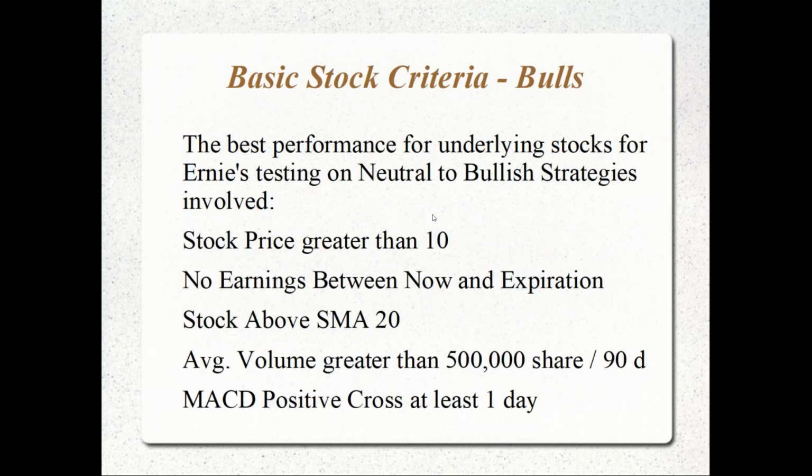Okay? So what was it found out? For the bullish stock criteria, the best performance for underlying stocks was he was looking for stock prices greater than 10, no earnings between now and expiration, a stock trading above the SMA 20, so above the 20-day moving average, an average volume greater than 500,000 shares per day, and that's over 90 days, and a MACD positive crossover by at least one day.